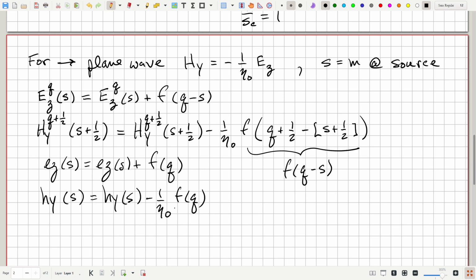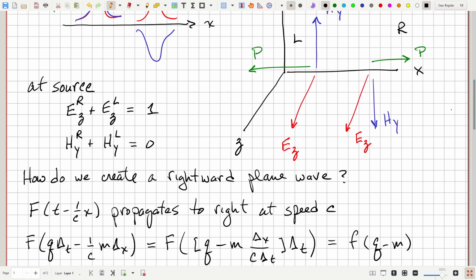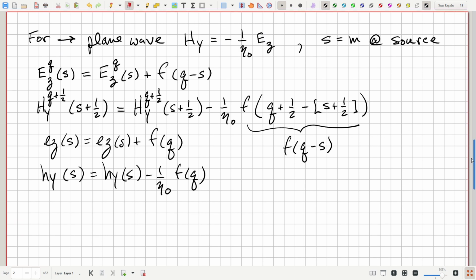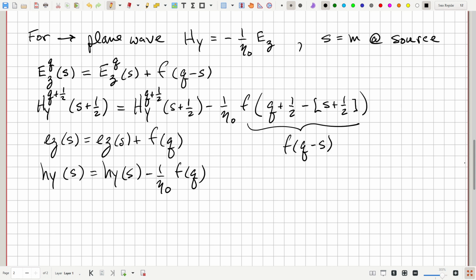Okay, so if we take one of the spatial positions, one of the m values, to be the location of our source, and if we simply add some function of time into the E_z component there, and subtract 1 over eta_0 times that same value from the H_y, we should get a plane wave that propagates to the right. Okay, so this is our claim. Let's see if that works.